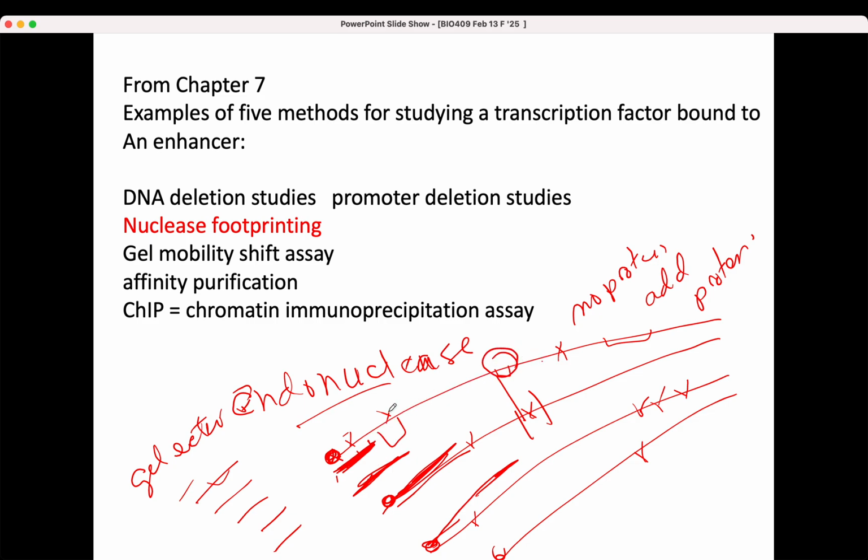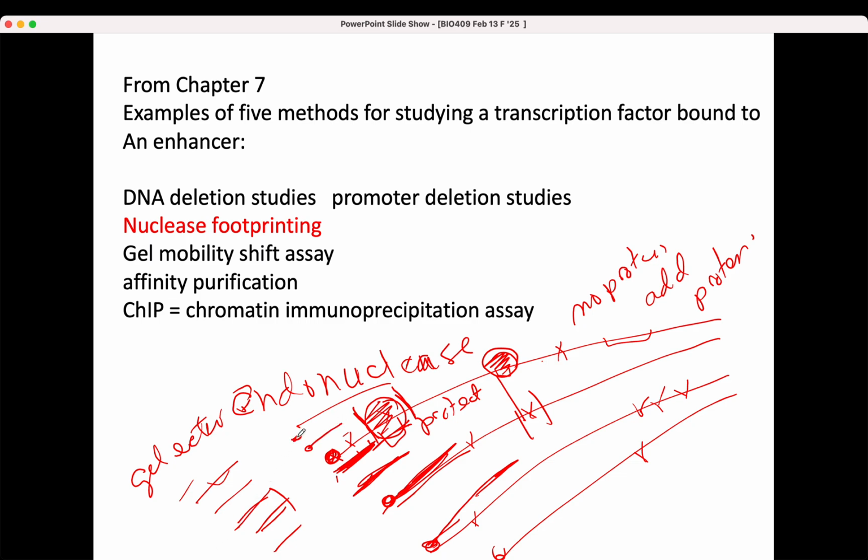But what's happening here is the proteins like MyoD and the pre-initiation complex protect the DNA from getting cut by the endonuclease. It can't get to it. So we get what's called a footprint. We get a gap here in the gel where these lengths are missing. These lengths that are this long are present.